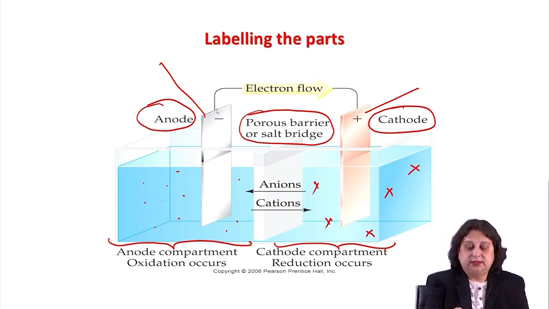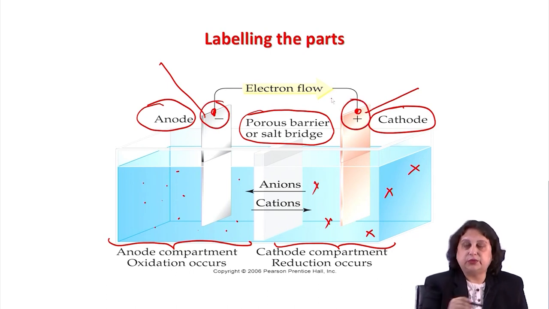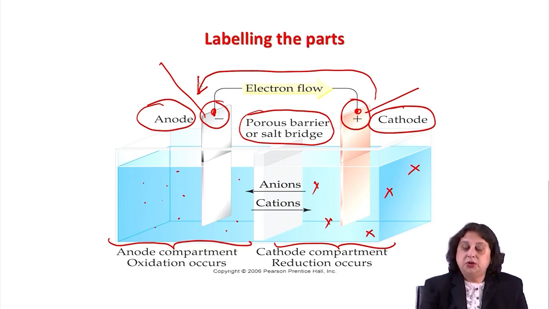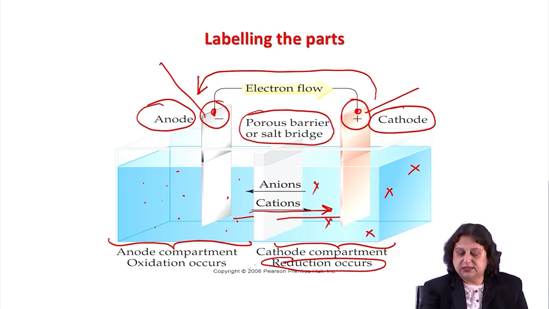Now, if I connect the two electrodes by a conducting wire, then electrons will flow from the negative electrode, that is the anode, towards the cathode. Therefore, there will be current flowing in this direction by convention. During this entire process of passing electrons from the anode to the cathode, the circuit is completed within the solution by the movement of anions towards the anode and the cations towards the cathode. And therefore, it is convenient to say that reduction occurs at the cathode and oxidation occurs at the anode.